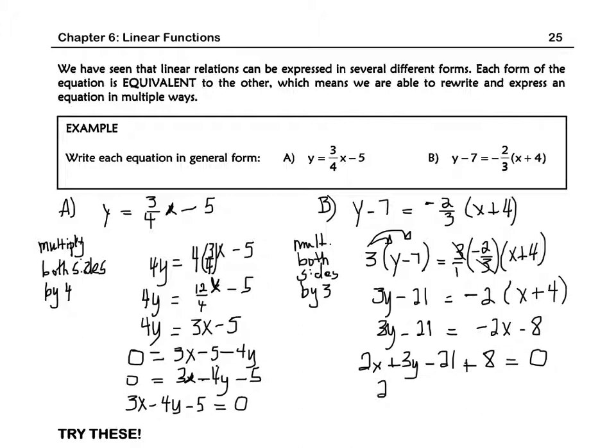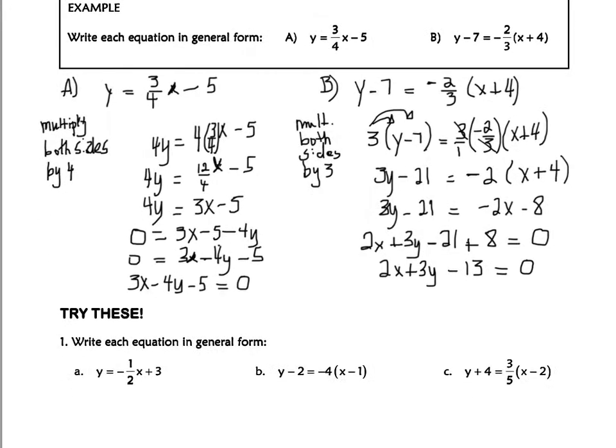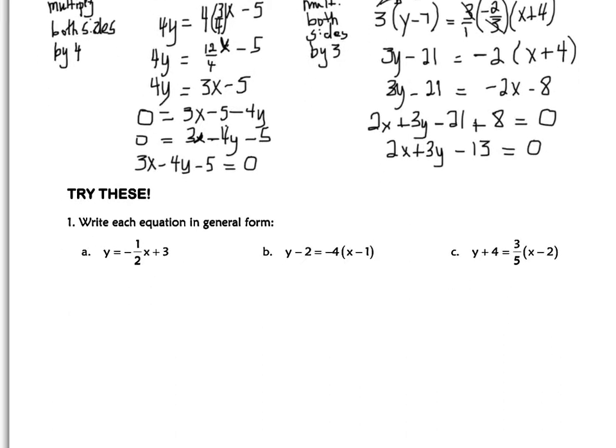And the only thing left to do now is put the like terms together, so 2x and 3y, and then negative 21 plus 8 is going to be minus 13 equals 0. So now we're going to try a few more examples.